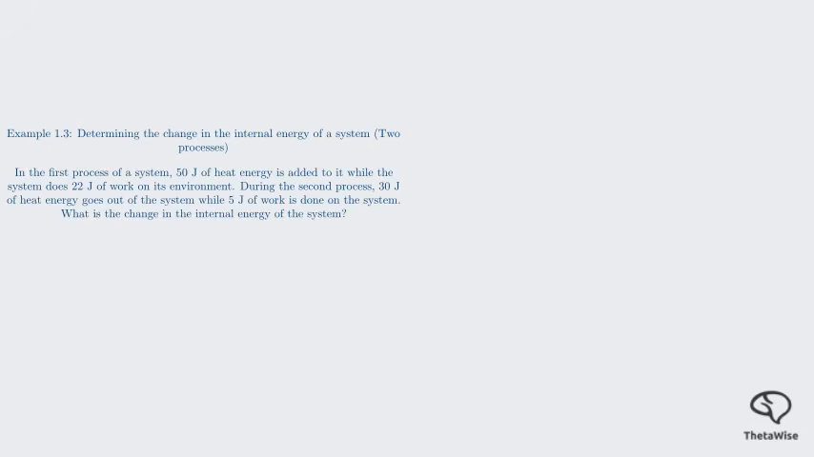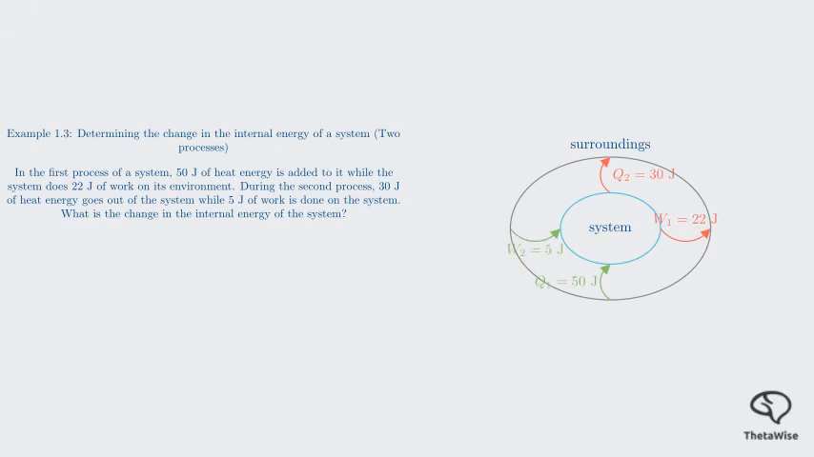The problem states that a system goes through two processes. In the first, it gains 50 joules of heat and does 22 joules of work. In the second, it loses 30 joules of heat and has 5 joules of work done on it. The diagram visually confirms the inputs and outputs for both steps. Notice that Q1 and W1 correspond to the first process, and Q2 and W2 to the second.